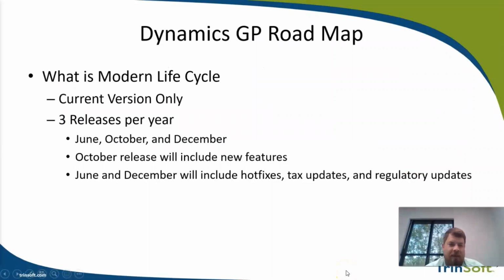So let's talk a little bit about what that modern lifecycle means. It is only the current version. They will only release updates for the current versions, and they will release 3 releases per year. Those are typically going to fall in the June, October, and December timeframes. The October release will include new features, so they do plan to release new features.